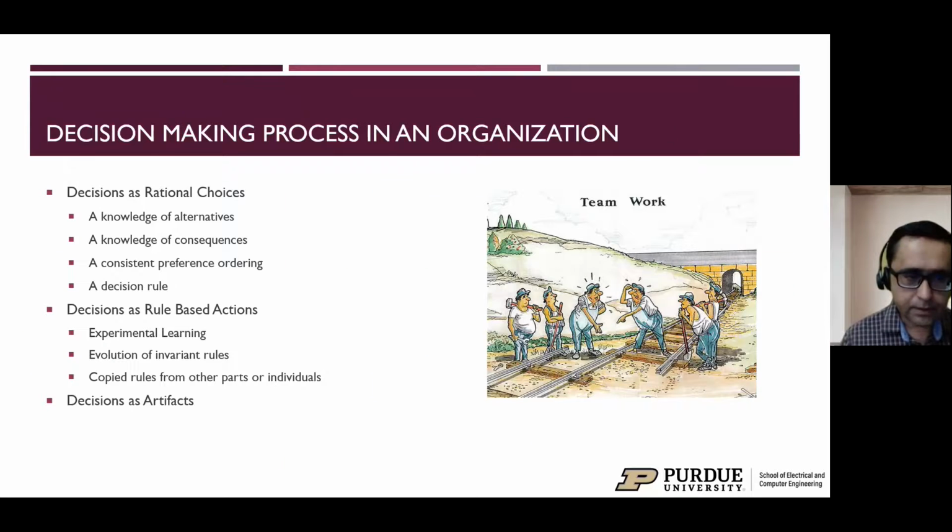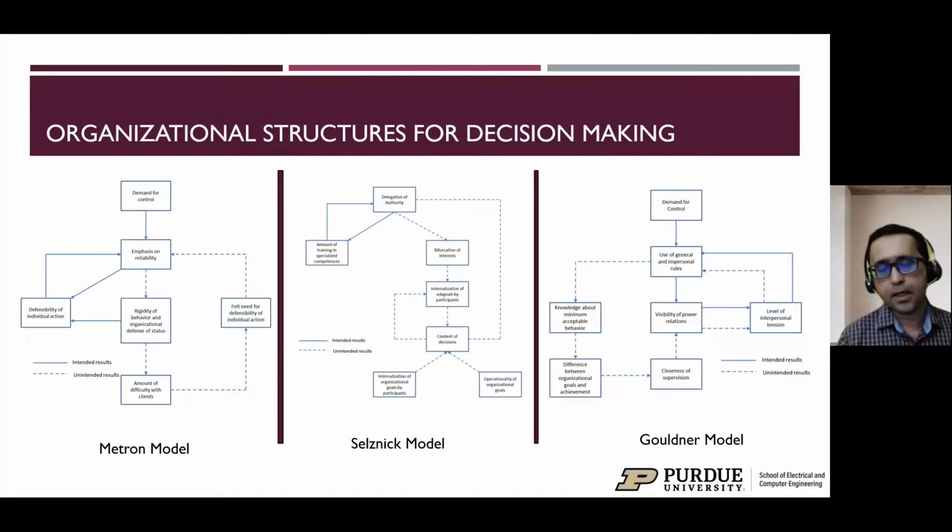So let's look at what March and Simon describe as organizational structures for decision making. March and Simon, in their organization book, actually describe three different models for organizational structures. This is the Merton model, the Selznick model, and the Gouldner model, named after the people who actually proposed them as part of their papers or research, which they conducted based on many organizations that they observed.